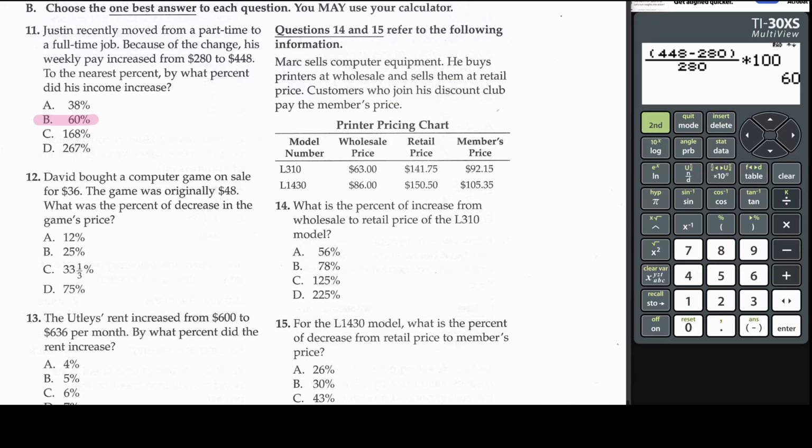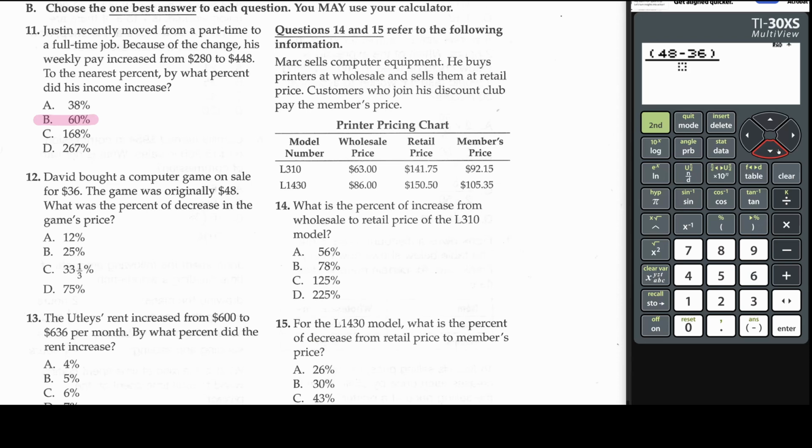Number 12. David bought a computer game on sale for $36. The game was originally $48. What was the percent of decrease in the game's price? So clear the screen. Okay, N over D button. Now left parenthesis, $48, subtract $36, close the parentheses, going down.